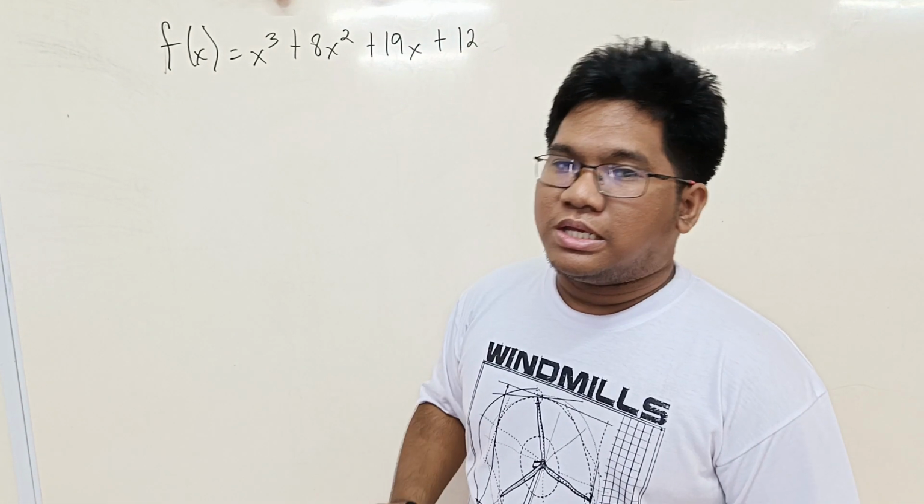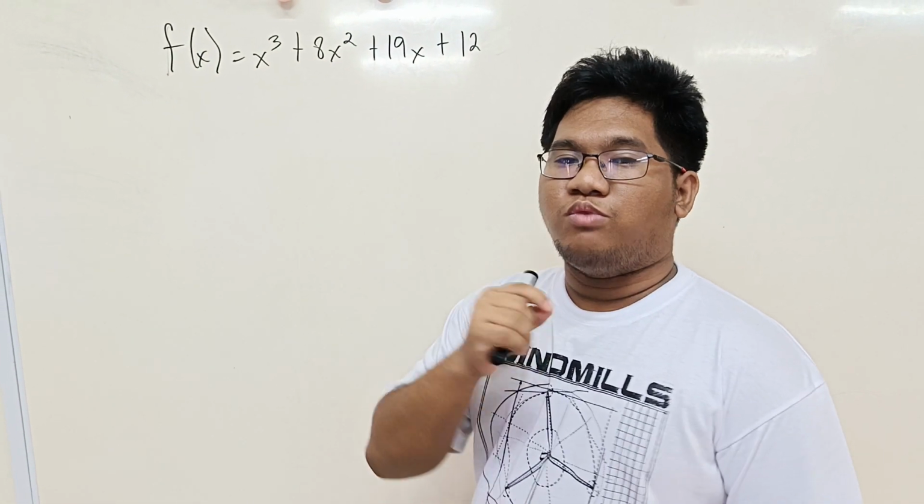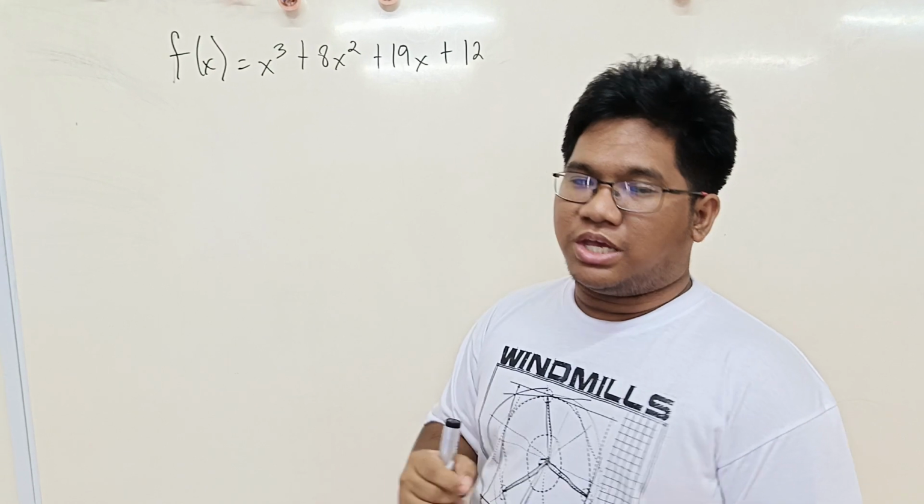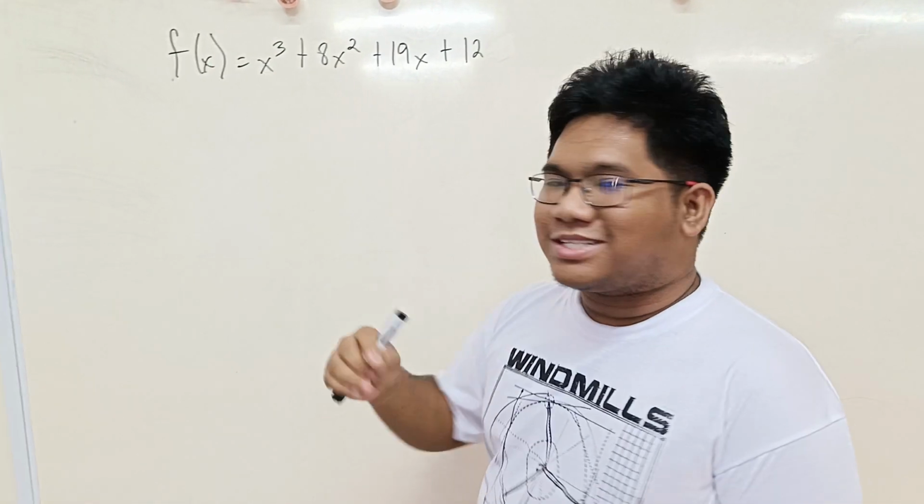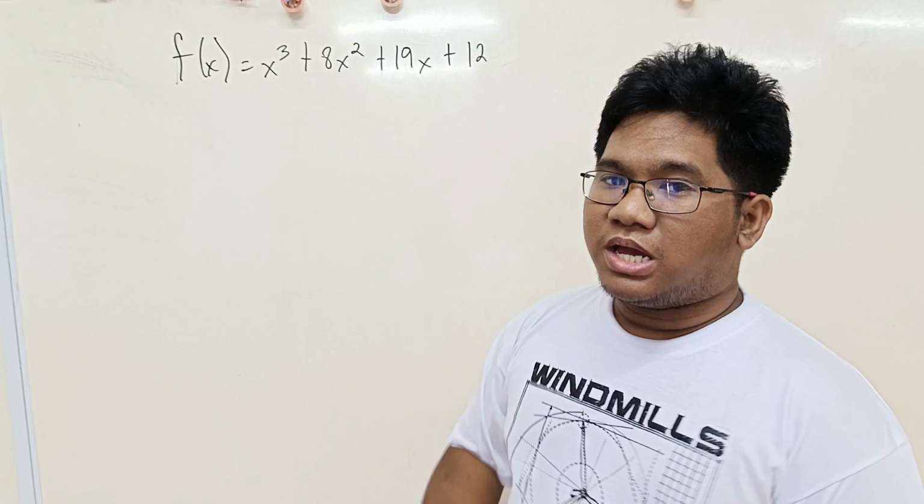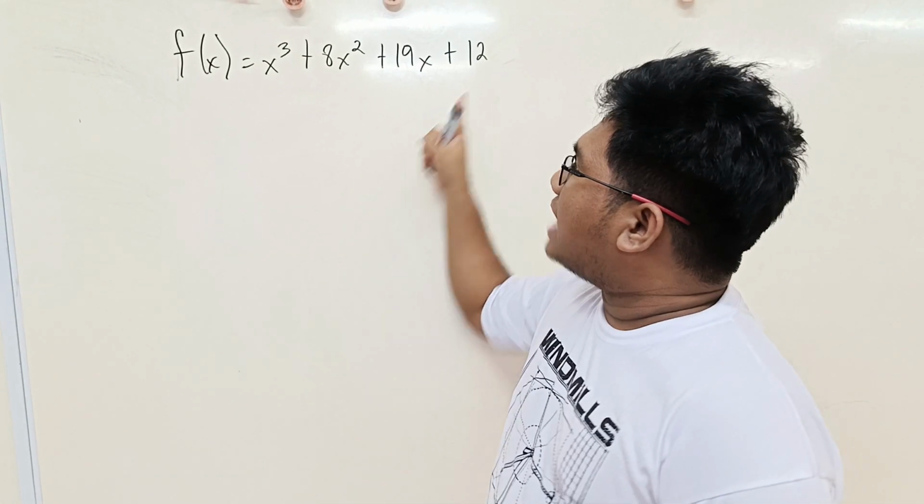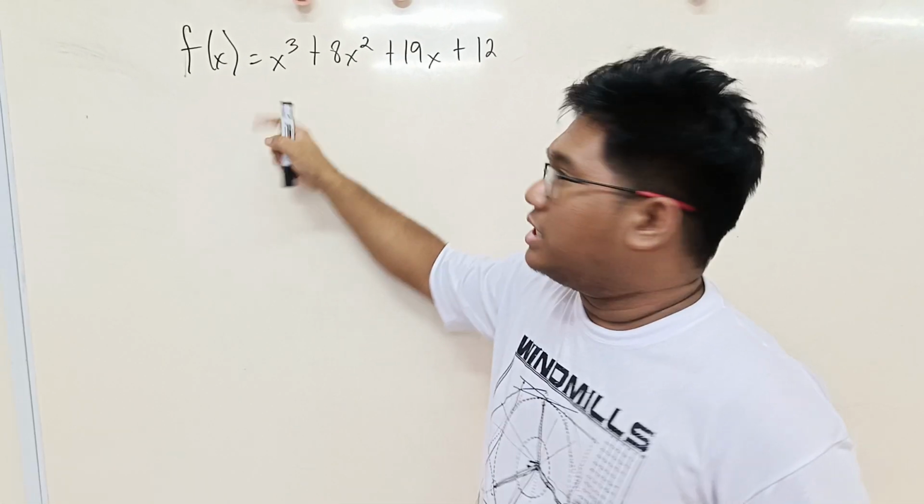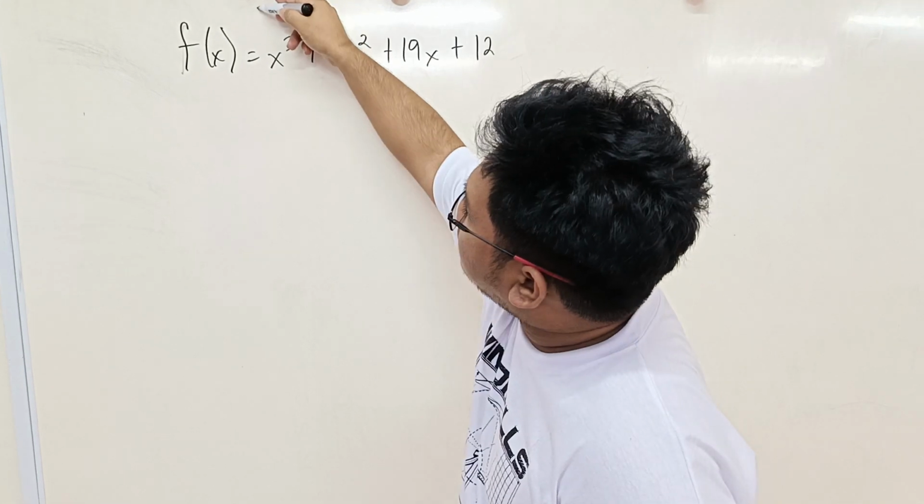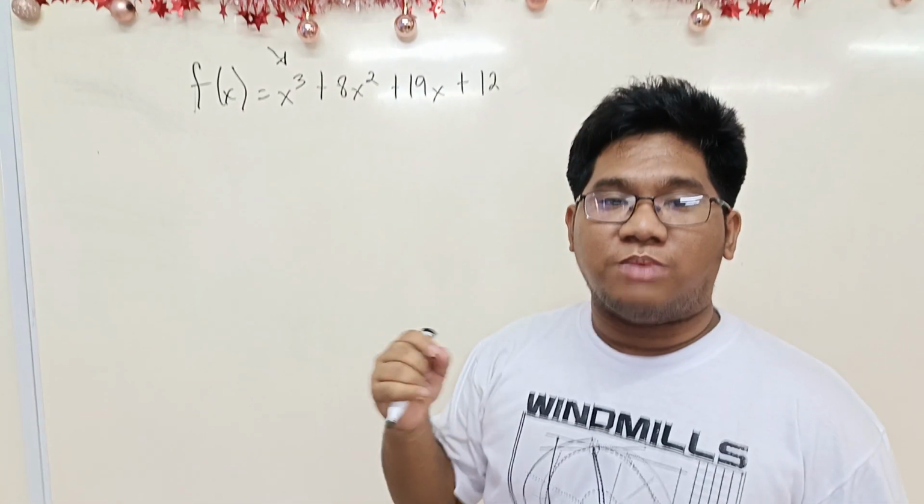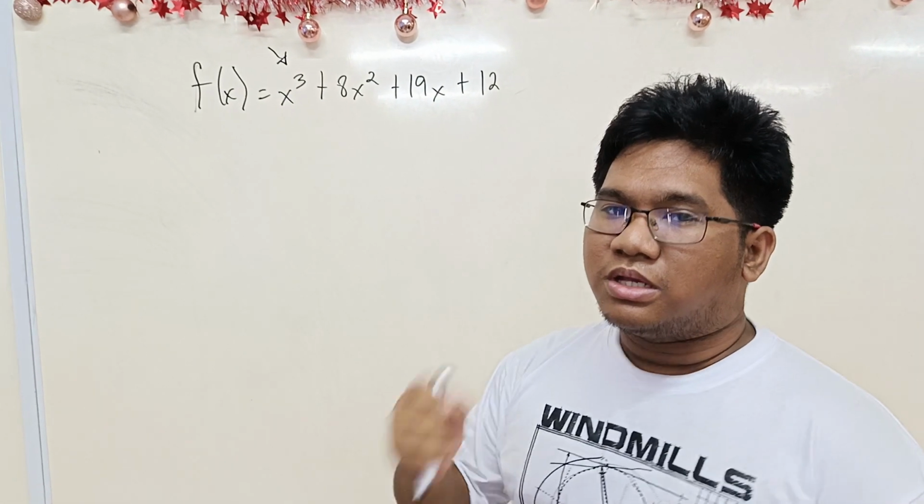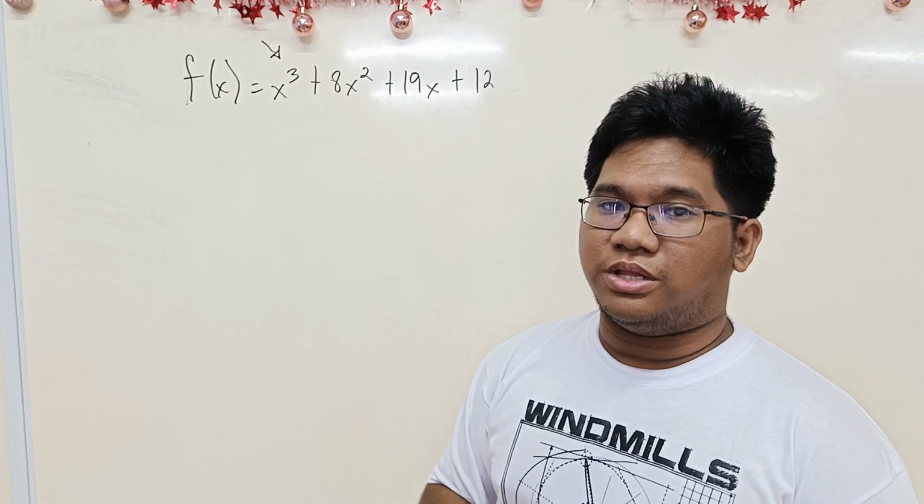ano yung degree dito sa equation na to? When we say degree, you have to look at the highest exponent that we can see. And in this example, the highest exponent there is 3. So with that, what type of polynomial function is this? This is a cubic function.